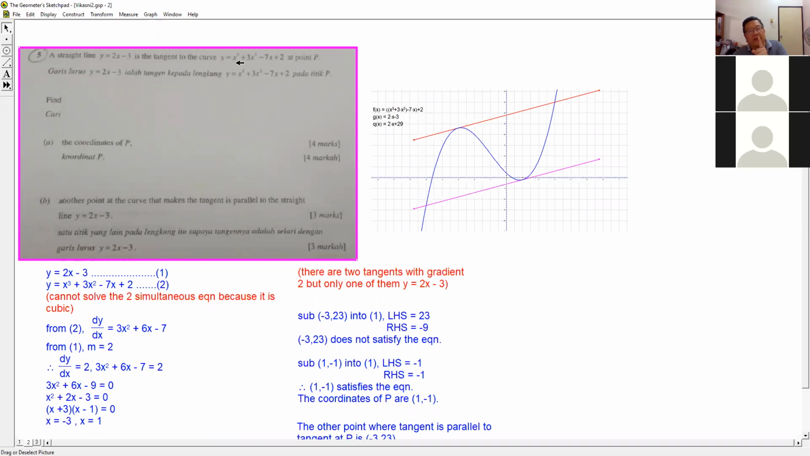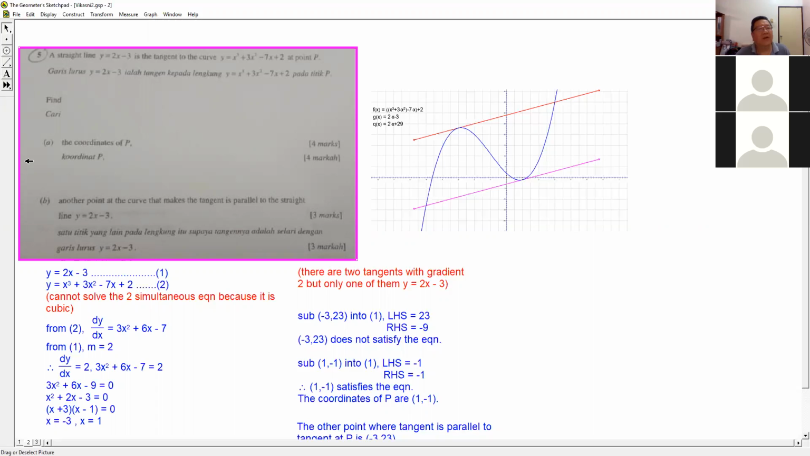Now the difference between this question and the one that we usually solve is this one, the curve is a cubic equation. A cubic equation, you know, is like that. You have a maximum point and also a minimum point, right? This is different from a parabola, the quadratic equation. The quadratic equation has only one turning point, whereas the cubic equation has two turning points.